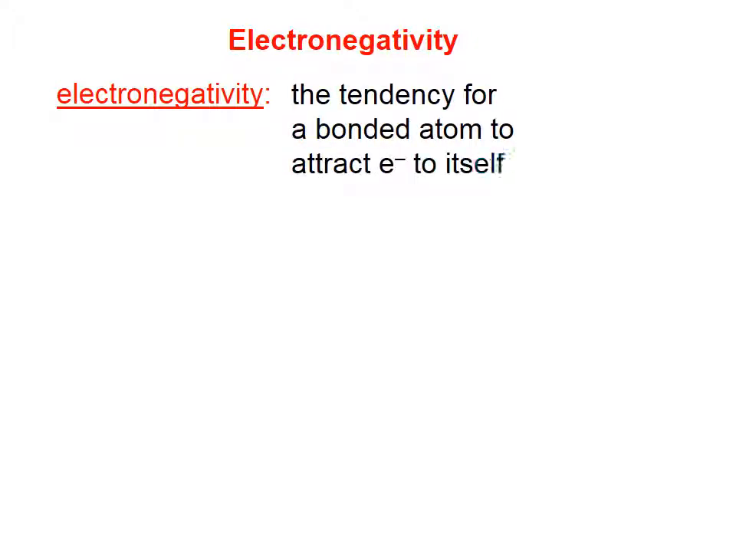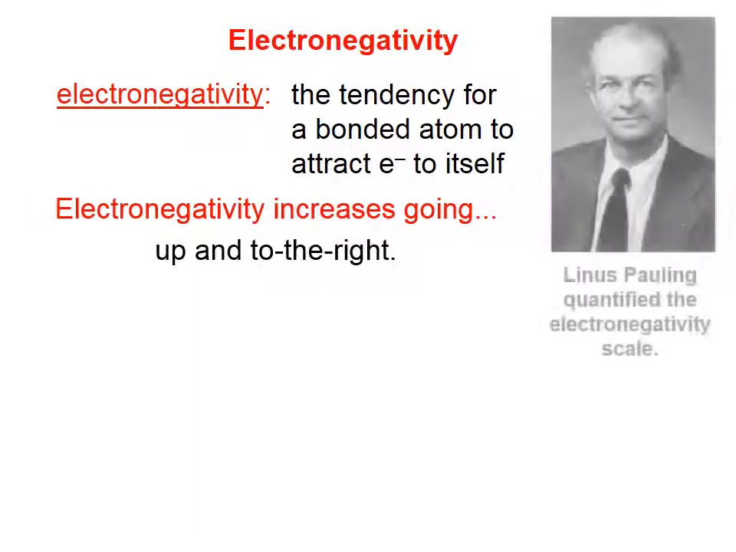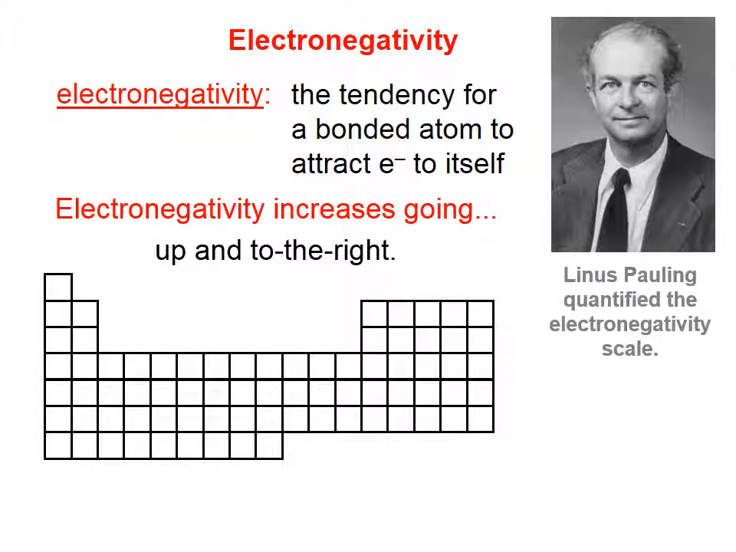Electronegativity is the tendency for a bonded atom to attract electrons to itself. Electronegativity increases going up and to the right. If we look at this periodic table, of course I've left off the F block, but in particular I've also left off the noble gases, which would go right here on the right side.